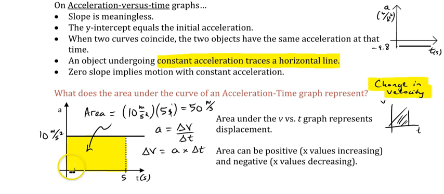By the way, when the area is above the horizontal axis, that's positive, and when the area is below the axis here, it's negative. Okay, I think you're ready for the next example.